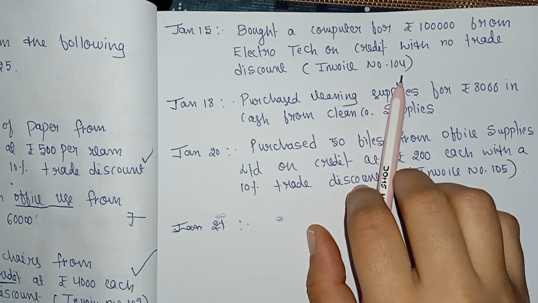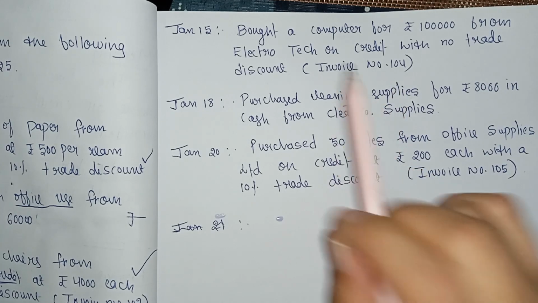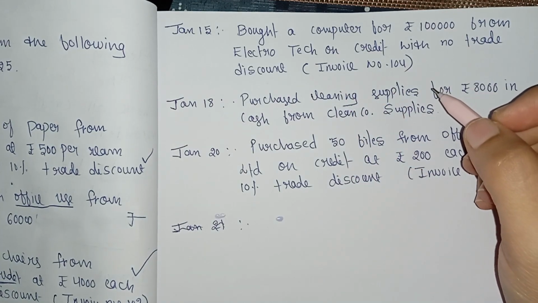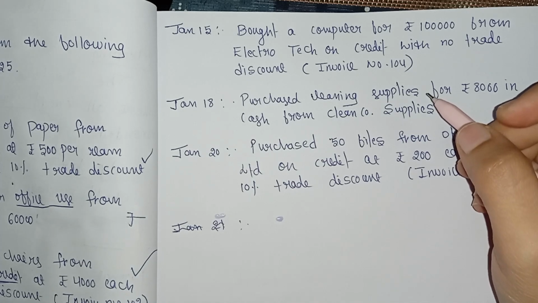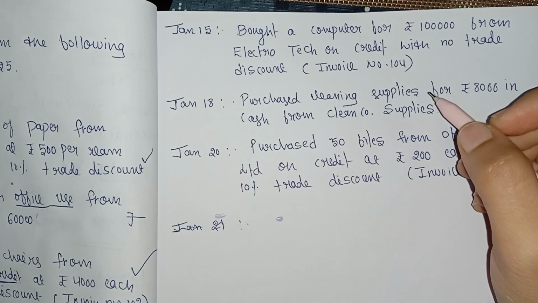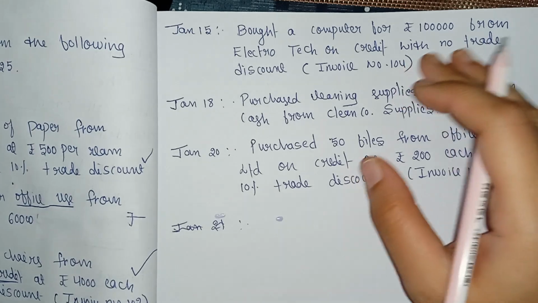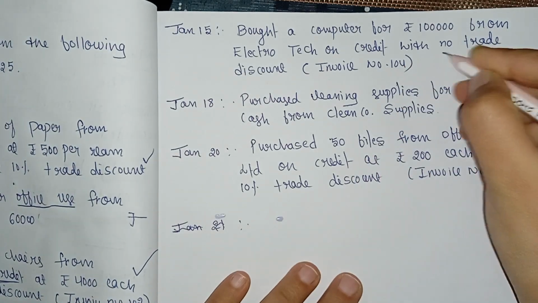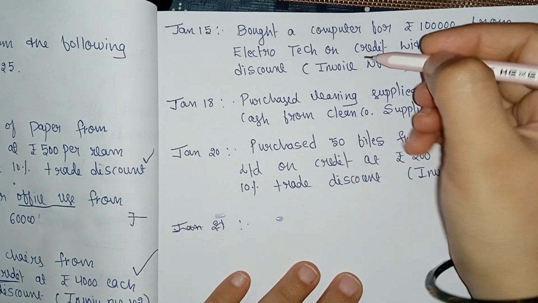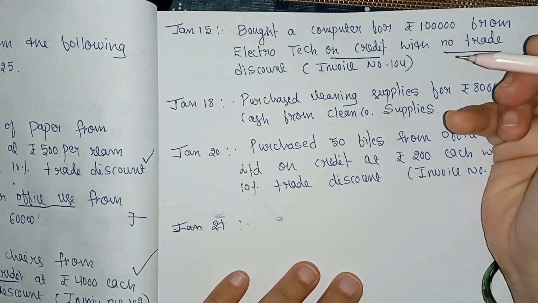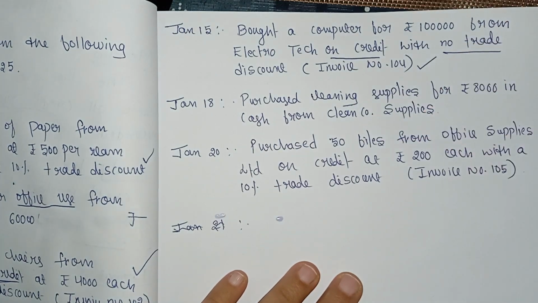Invoice number is 104. Here they bought a computer. Here also they have not mentioned it is for office use. Okay, so we will assume this transaction is included in the purchase book, and this is meant for resale. And here there is no trade discount, but they purchased the computer on credit. So it is included in the purchase book.